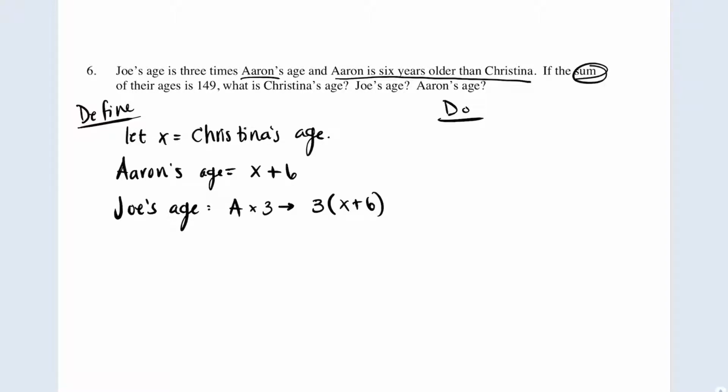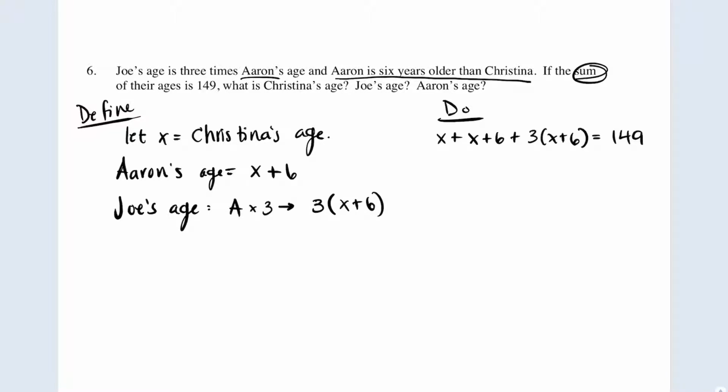Oh, look, there's the word sum again. So we're just going to add them together. I'm going to add Christina's age plus Aaron's age plus Joe's age. There we go. I have my 3 terms there. And then we know that their sum is equal to 149.